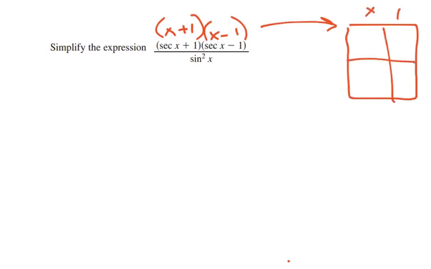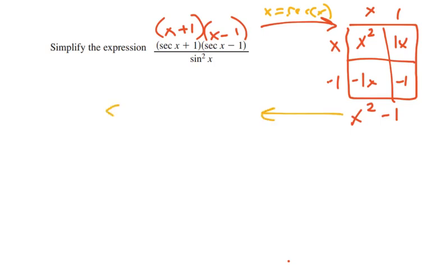So if I expand x plus 1 and x minus 1, which is what I would be doing if this was just a regular algebraic equation, I would get x squared, 1x, negative 1x, and negative 1, which would ultimately become x squared minus 1. But of course what I've done is made x equal to secant. And so when I rewrite this, I'm going to have to write it as secant squared of x minus 1, and then that is going to be all over the original sine squared that would have been there.